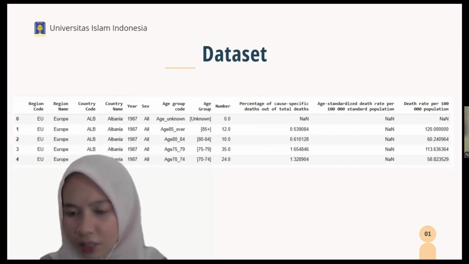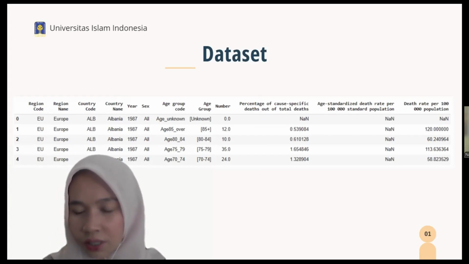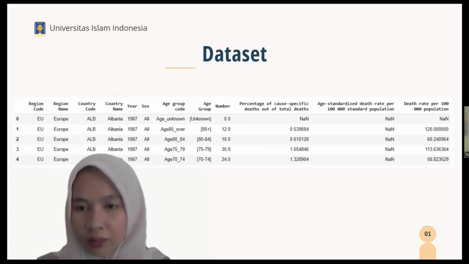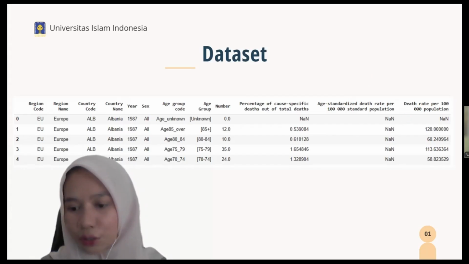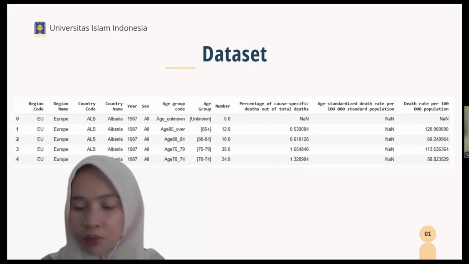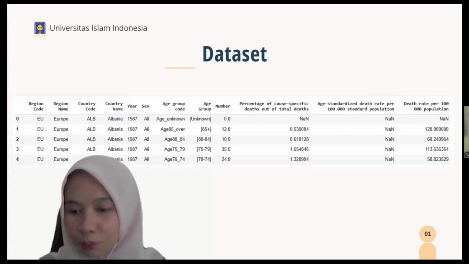In this column, the values are currently NaN or missing, likely because they are calculated at an aggregate level, not for each age subgroup. And the death rate per 100,000 population is the crude death rate of each age group expressed per 100,000 people.